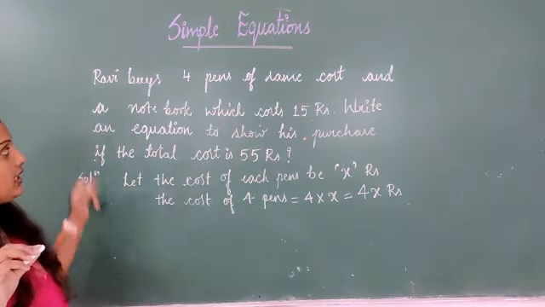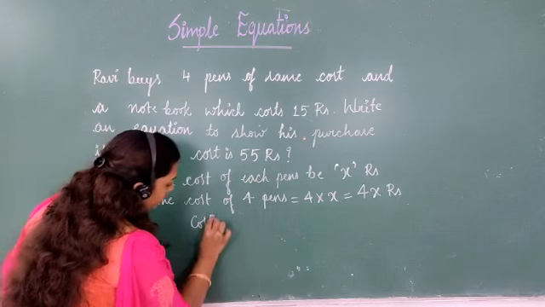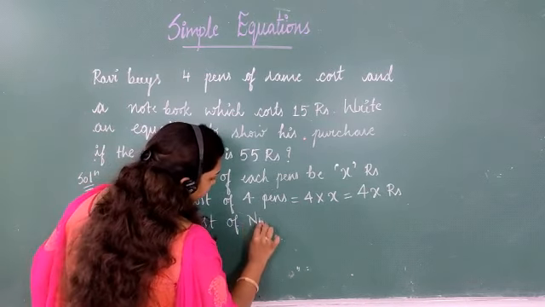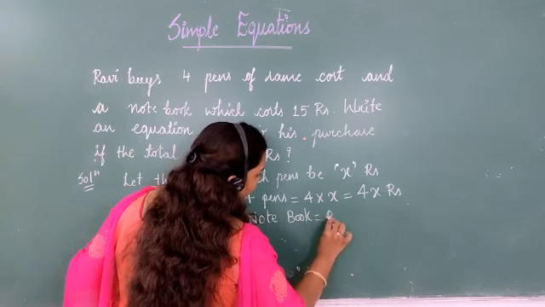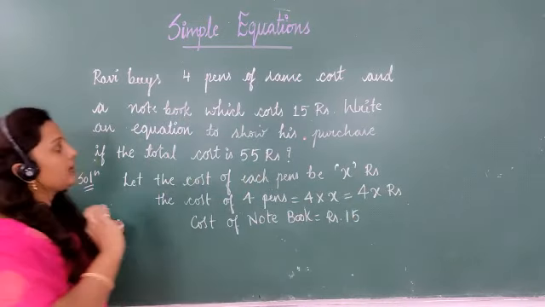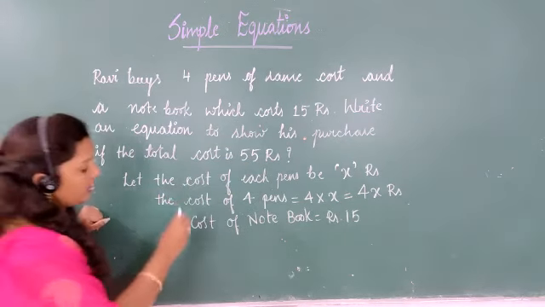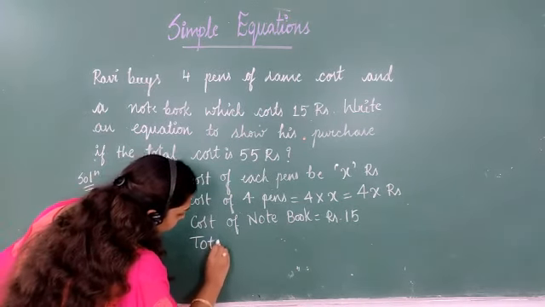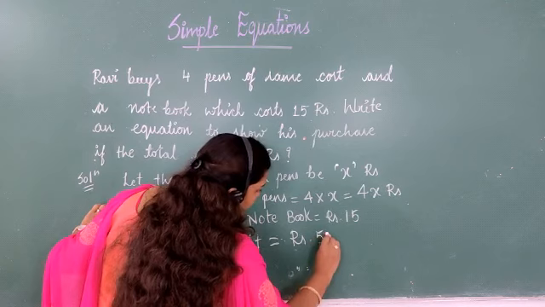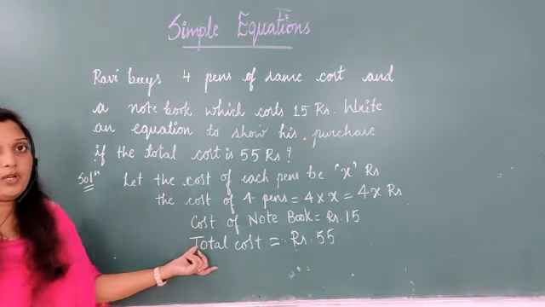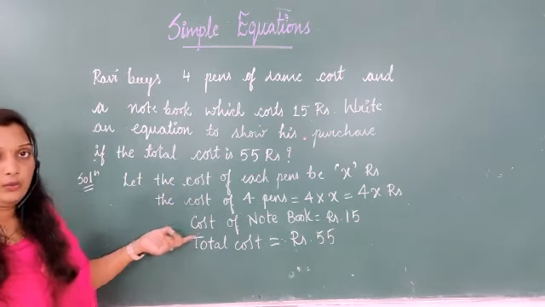Then what he has purchased? A notebook. How much does it cost? 15 rupees. So cost of notebook is equals to 15 rupees. Correct? And what is the total cost he purchased? It is 55 rupees. So total cost was 55 rupees. Total cost means what? The sum of cost of 4 pens and the sum of cost of notebook, right?